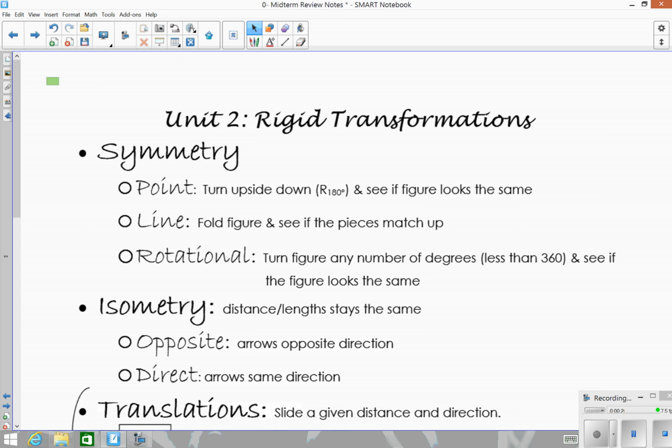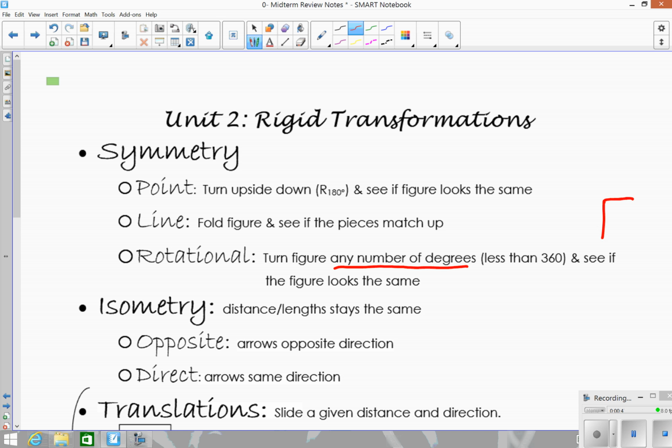Line symmetry means the figure is symmetric over a line. So basically, if you imagine folding the paper, if the image matched up on both sides, that would have line symmetry. And then rotational symmetry is you can turn the figure any number of degrees, so any number of degrees less than 360, because if you did 360, it would always come back to itself.